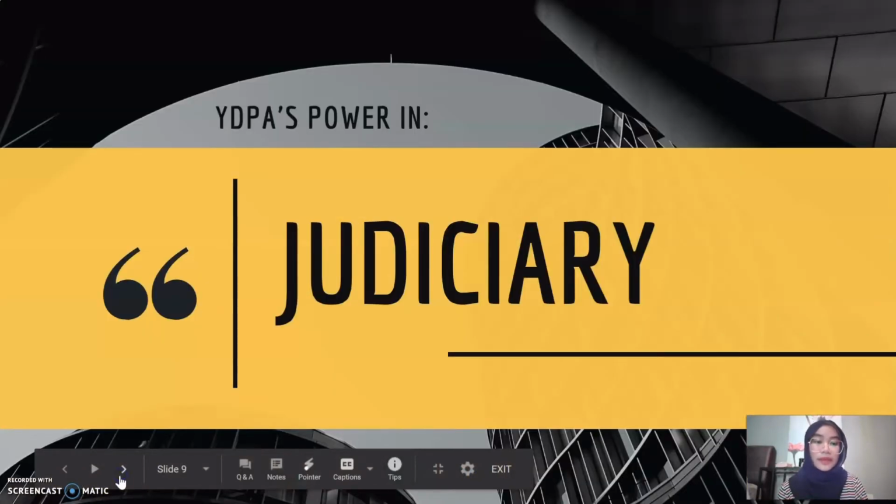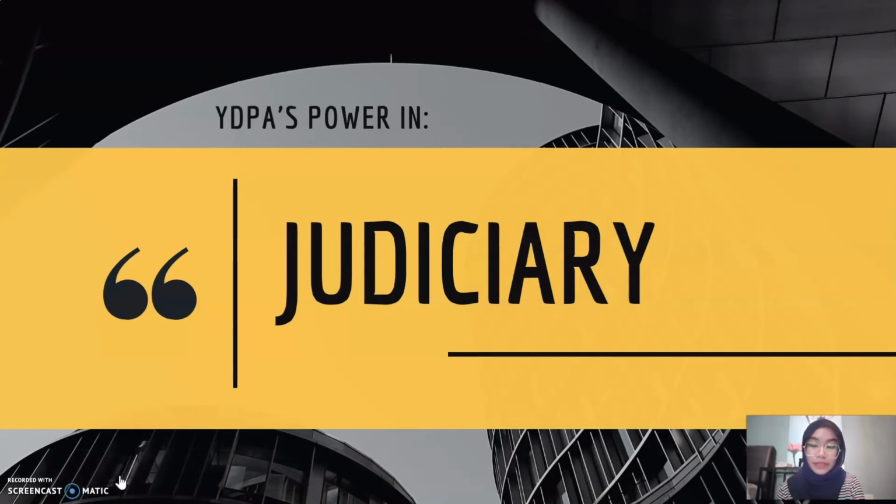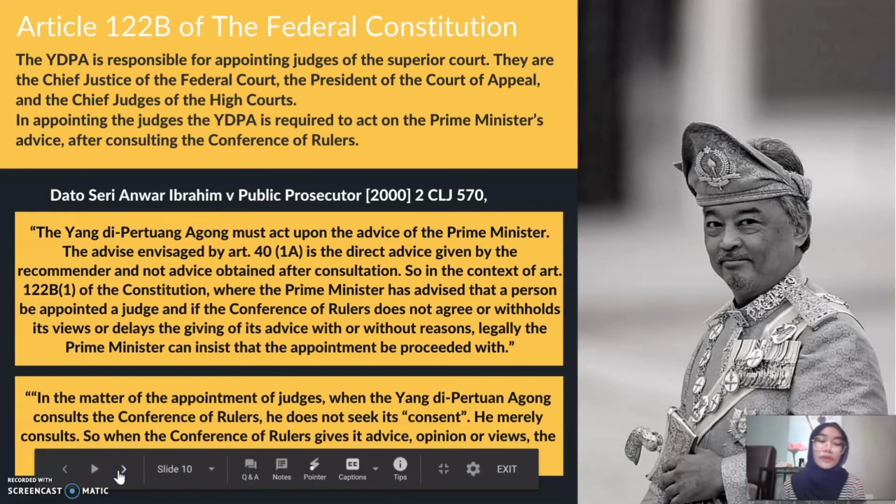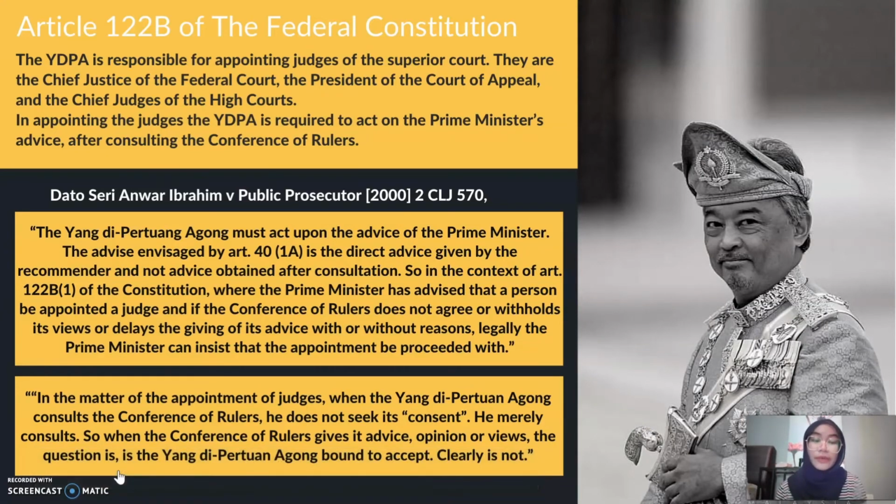Okay, next slide. Alright, so we are done with the YDPA's power in relation to legislative, and now we will move on to the YDPA's power in relation to judiciary. As provided under Article 122B of the Federal Constitution, the YDPA is responsible for appointing judges of the Superior Court. Who are they? They are the Chief Justice of the Federal Court, the President of the Court of Appeal, and also the Chief Judges of the High Court.